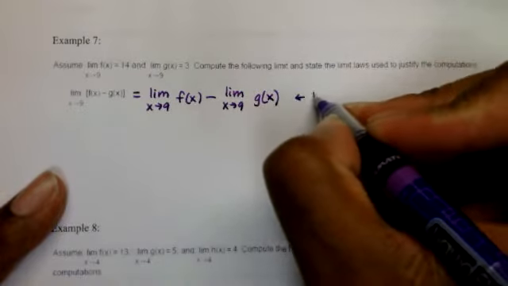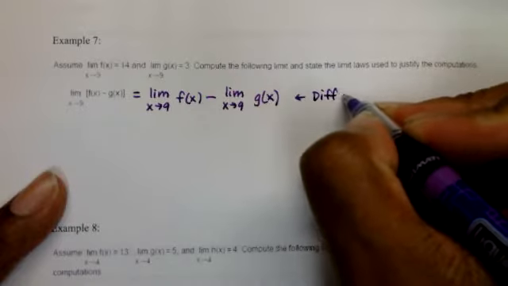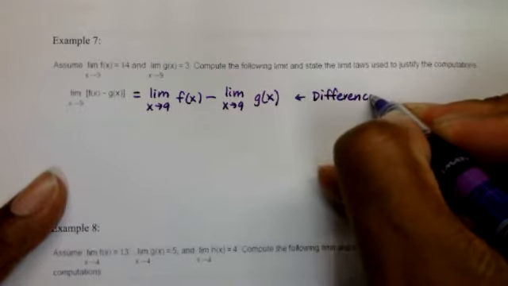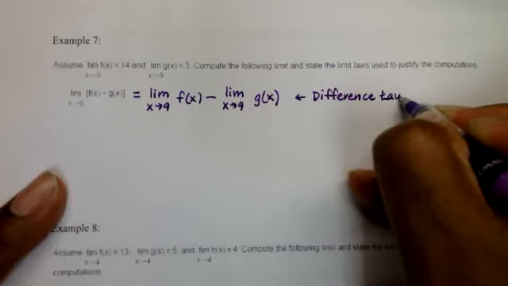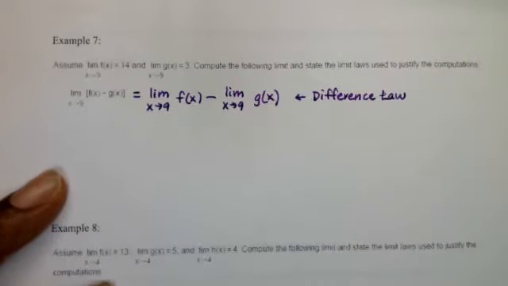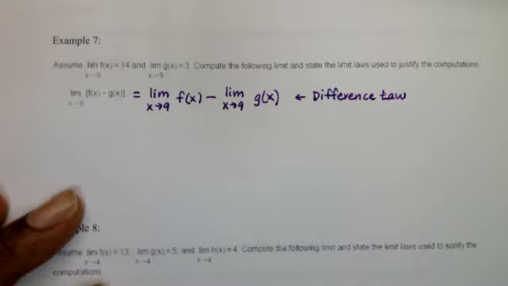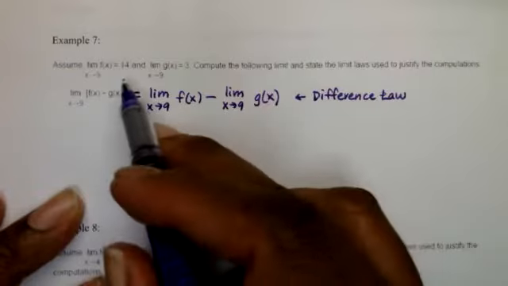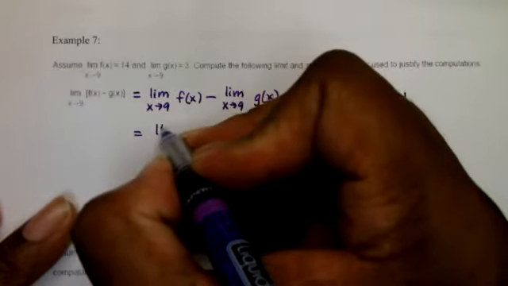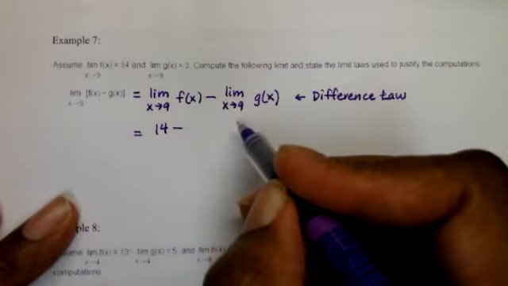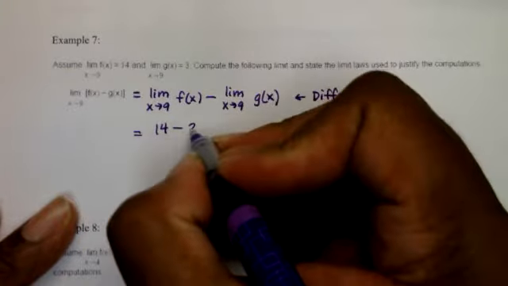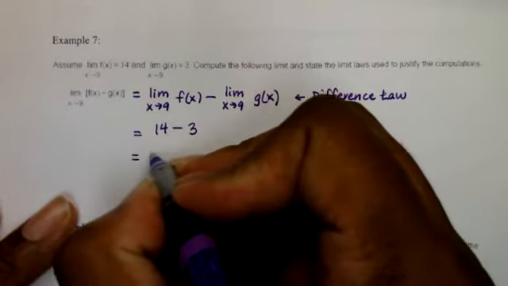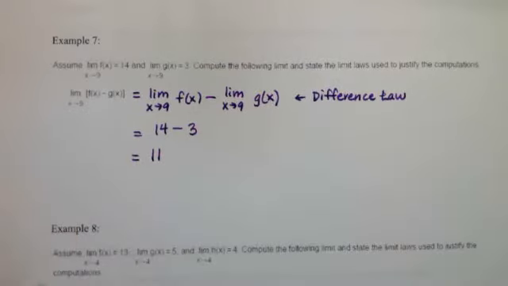So here, I'm using what they call the difference law. Well, the limit as x approaches 9 of f of x, that's 14, minus the limit as x approaches 9 of g of x, that's going to be 3. So 14 minus 3 is 11. So that's what the limit as x approaches 9 of f of x minus g of x will be.